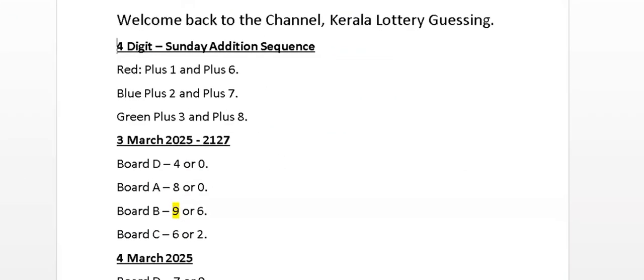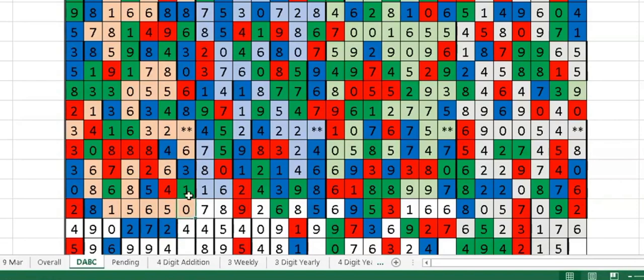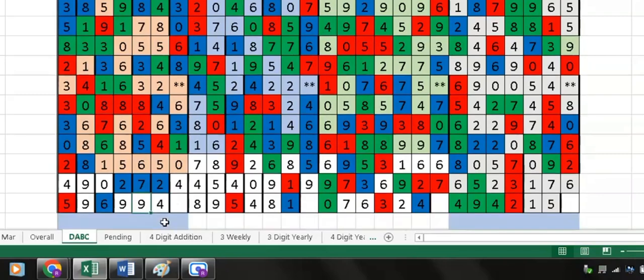So today we'll focus on the Sunday chart. You can see Sunday is the day based on which addition of plus 1 and 6, addition of plus 2 and 7, and addition of plus 3 and 8. So 3 and 8 comes with a green color. You can see that has been dominant today. 2 and 7 comes with a blue color.